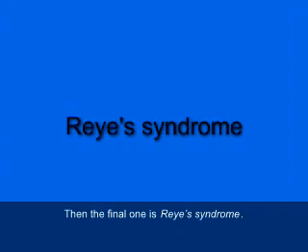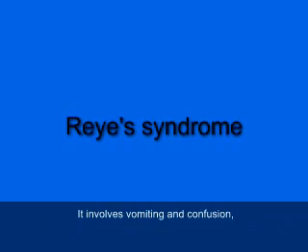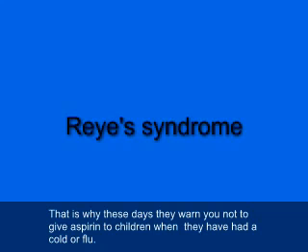And then the final one is Reye's syndrome, R-E-Y-E-'S, then syndrome, S-Y-N-D-R-O-M-E. That's another one you may have heard about. Reye's syndrome is a serious, sometimes deadly disorder in children. It involves vomiting and confusion, and it is associated with aspirin treatment following a cold or a flu, that is some type of viral infection. And that's why these days they warn you not to give aspirin to children when they have a cold or flu.